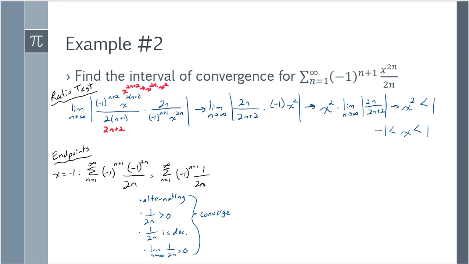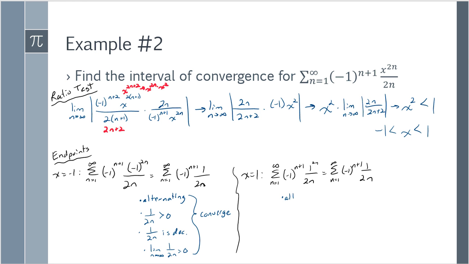So then I need to check what about when x is the other endpoint, +1? So I have n going from 1 to infinity for the series of -1 to the n plus 1 of 1 to the 2n over 2n, which is the series as n goes from 1 to infinity of -1 to the n plus 1. 1 to any power is just 1. And I end up with the same series.